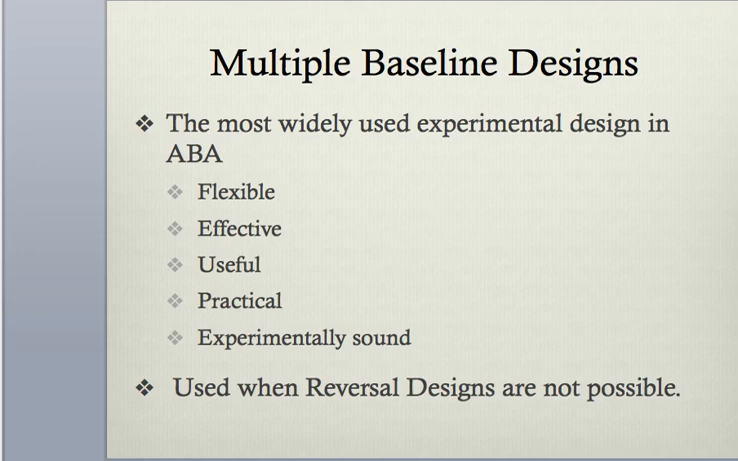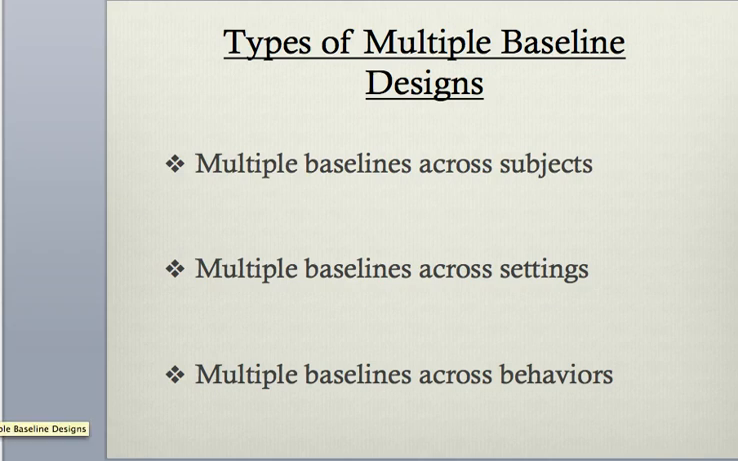So the multiple baseline design is one of the alternatives to the ABA reversal, and it is the most widely used experimental design in applied behavior analysis. It's very flexible, it's very effective, it's very useful, and it's practical, as well as being scientifically and experimentally sound, and it's used when reversal designs are not possible. There are three basic types of multiple baseline designs. There are multiple baselines where the comparisons are made across subjects, there are multiple baseline designs where the comparisons are made across settings, and there are multiple baselines across different behaviors.